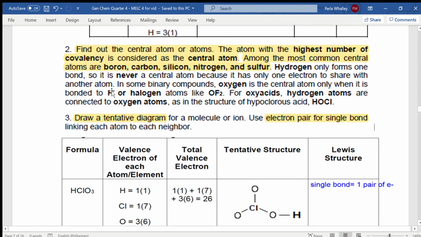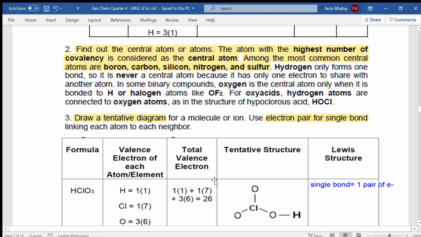Find out the central atom or atoms. The atom with the highest covalency is considered as the central atom. Among the most common central atoms are boron, carbon, silicon, nitrogen, and sulfur. Hydrogen only forms one bond, so it is never a central atom because it has only one electron to share with another atom. Covalency of an atom is the number of electrons it shares with other atoms when forming chemical bonds. So the highest number will be your central atom.